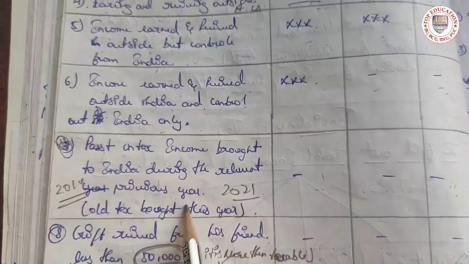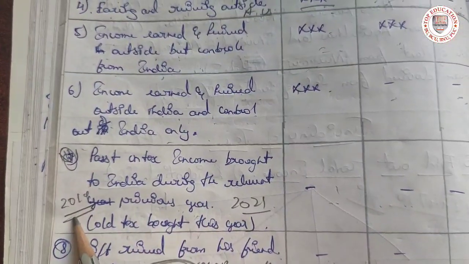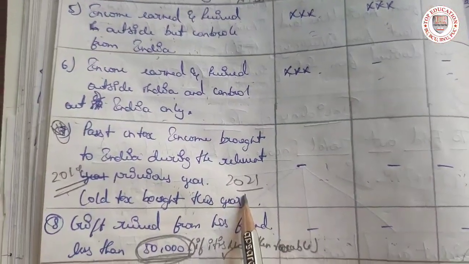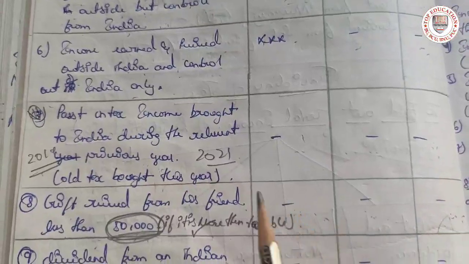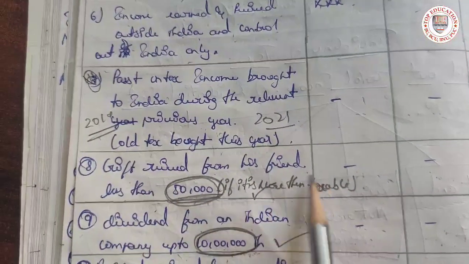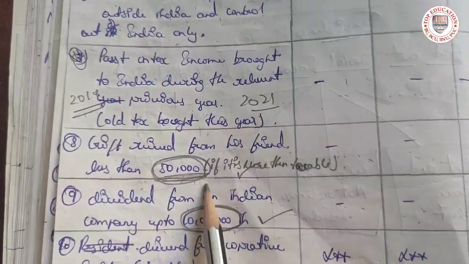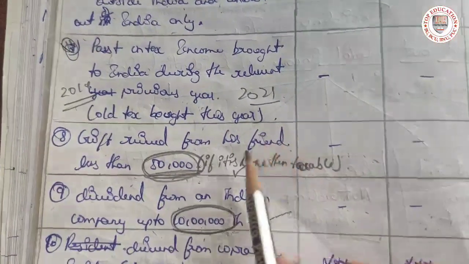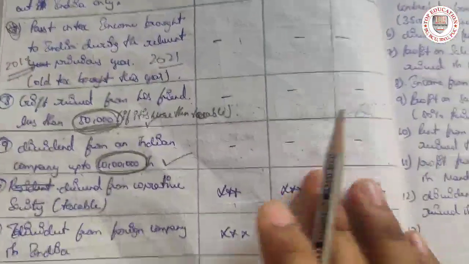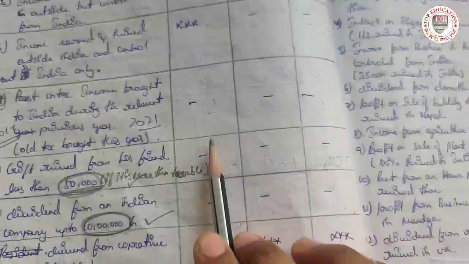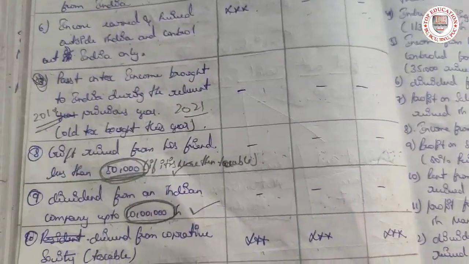Past income: here the 2019 tax we are paying in 2021, so those entries are not taxable. It is exempted. Then a gift received from a friend of less than 50,000 is exempted. If it is more than 50,000, we write it in all 3 columns as it is, like 70,000, 70,000, 70,000.